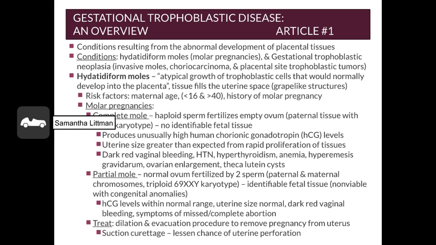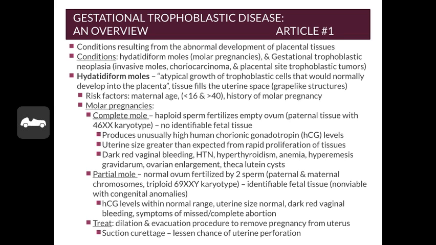The first article reviewed is a gestational trophoblastic disease overview. GTD is a condition that results from the abnormal development of placental tissues. Conditions include hydatidiform moles, molar pregnancies, and gestational trophoblastic neoplasia, which include invasive moles, choriocarcinoma, and placental site trophoblastic tumors.